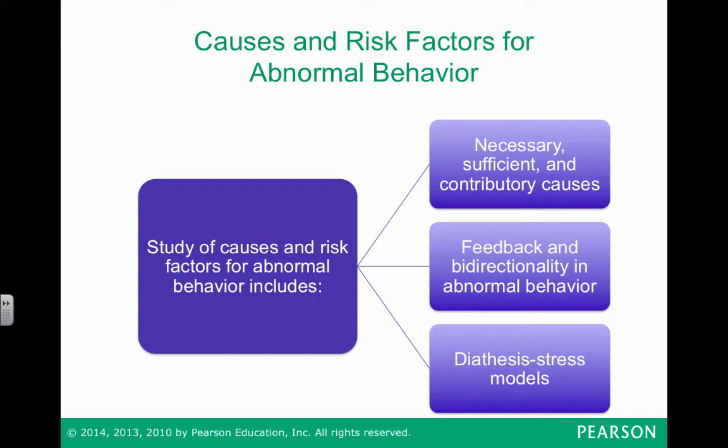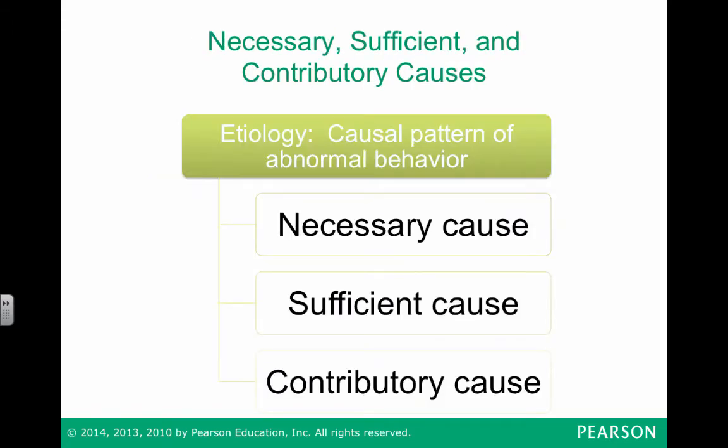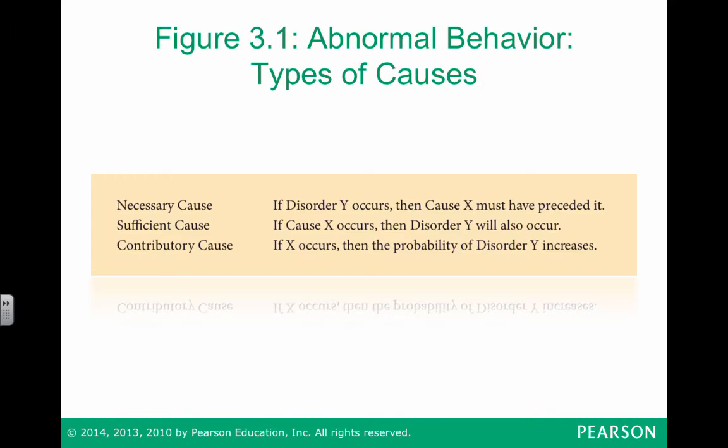First, the necessary, sufficient, and contributory causes. Second, feedback and bidirectionality in abnormal behavior. And third, the Diathesis-Stress Model. When we look at necessary, sufficient, and contributory causes, these terms mean pretty much exactly what you would think the term was. Let's look at the next slide for a further explanation.